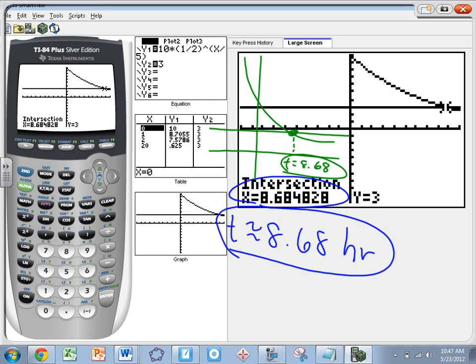That's concept 53. Okay? We're going to start 54 now.